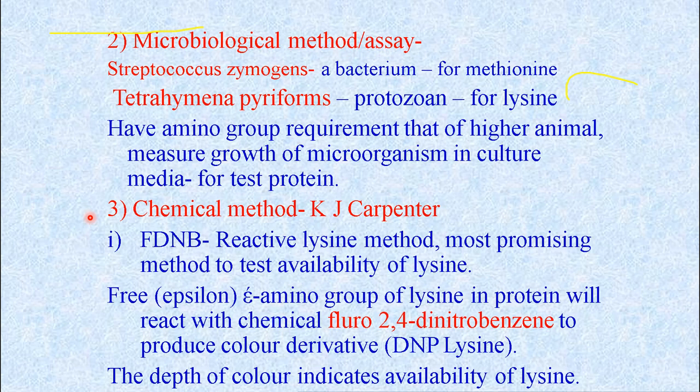Then the chemical method is also known as the KJ Carpenter method. Here FDNB is used in the reactive lysine method, the most promising method to test availability of lysine. That's the FDNB method, as we have already known. The free epsilon amino group of lysine in protein will react with the chemical, also called fluoro-2,4-dinitrobenzene.